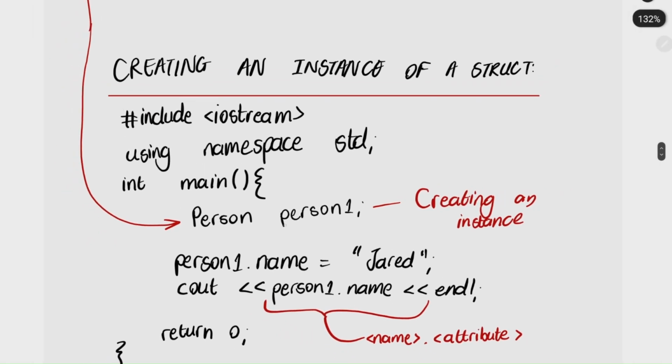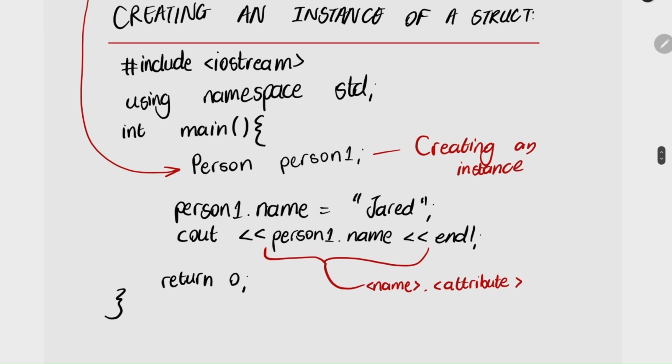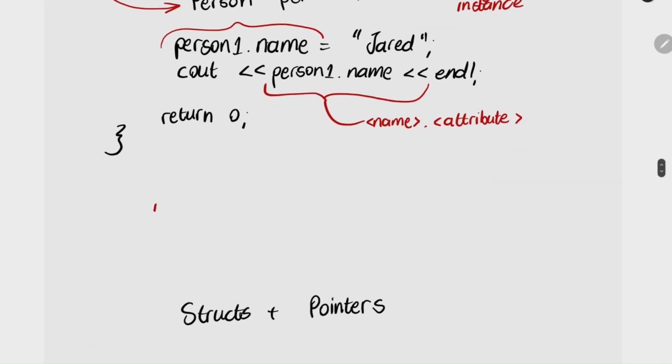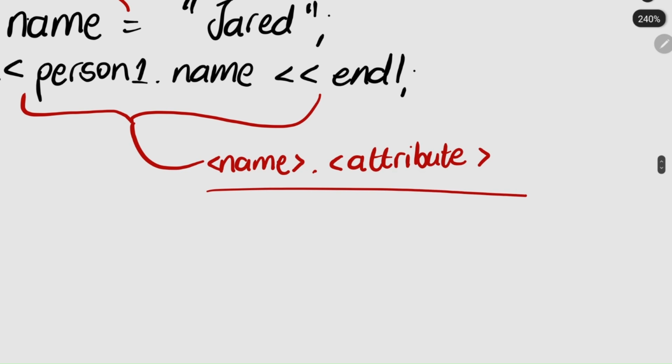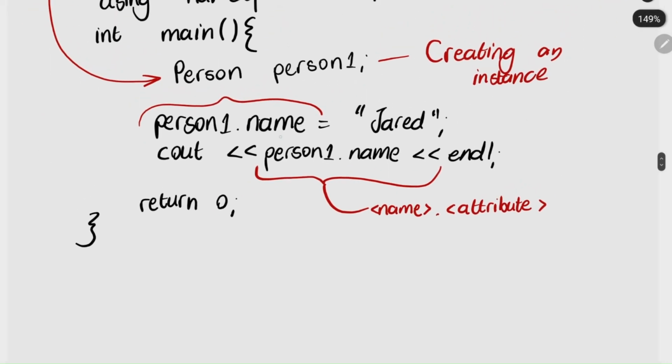And then here, this is the name of this individual variable. Like I told you previously, in order to get the value within there or to manipulate it, you use what you call the dot operator. You say the name dot attribute. That's how you do it. So you say person one dot name is equal to Jared, and then to output it, you would say cout person one dot name endl.